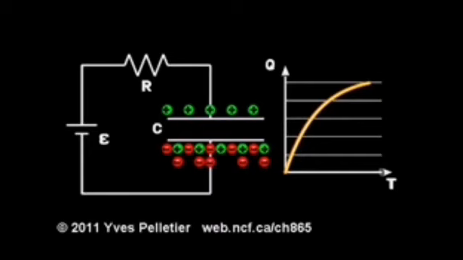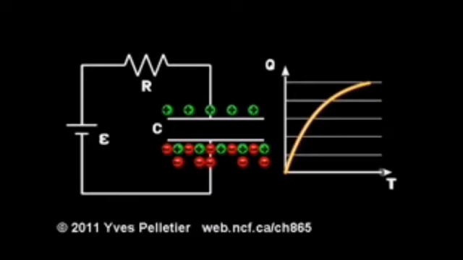Concerning the voltage of the capacitor, when the capacitor reaches the state of complete charge, this means that the voltage across the terminals of the capacitor is exactly equal to the voltage across the terminals of the battery. That is, suppose that capital E, which is the electromotive force of the battery, is 12 volts, for example.